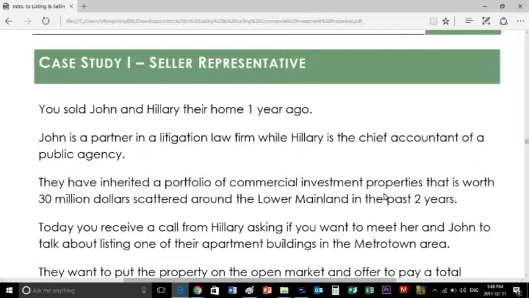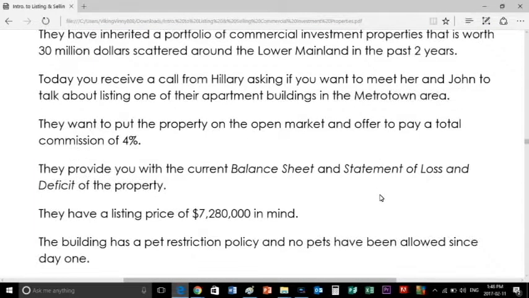Case study. 1. Seller representative. You sold John and Hillary their home a year ago. John is partner in a litigation law firm, while Hillary is the chief accountant of a public agency. They have inherited a portfolio of commercial investment properties that is worth $30 million scattered all around the Lower Mainland in the past 2 years.